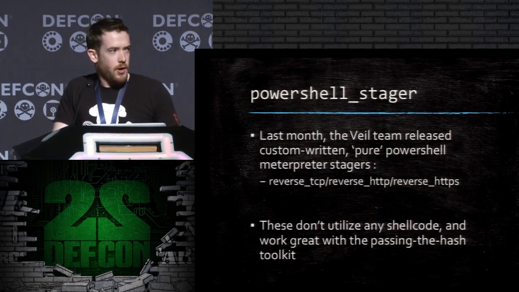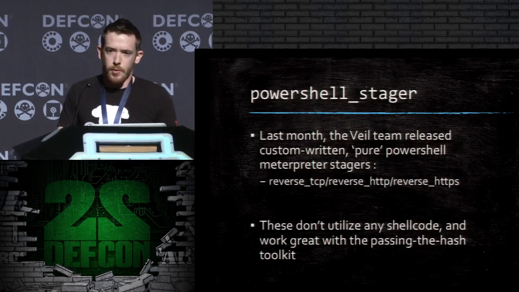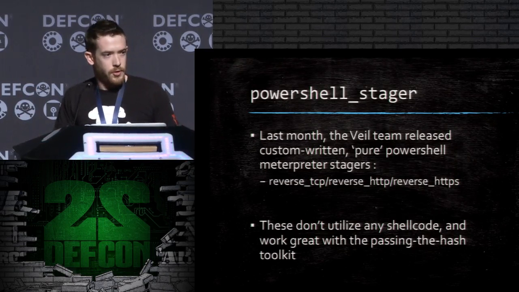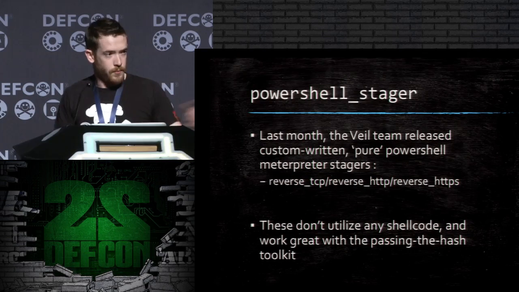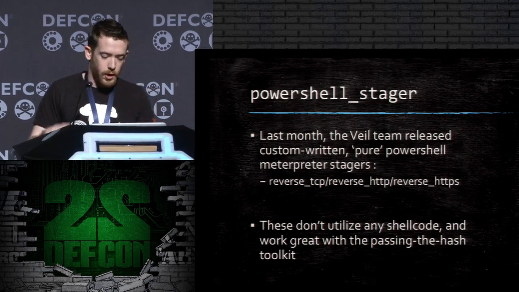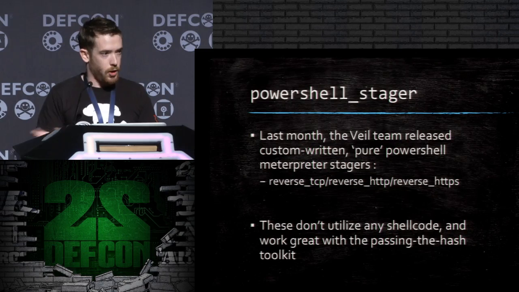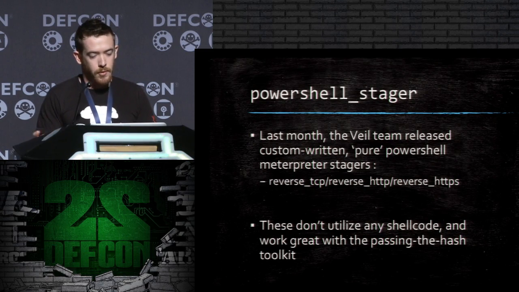Last month, the Veil team released some custom written, higher level PowerShell stagers for Meterpreter reverse TCP, HTTP, HTTPS. These don't utilize any shellcode, and they work great with the pass-the-hash toolkit. You don't have to invoke the MSF part. That shellcode can't be decoded from a file or something like that because it's not being run.